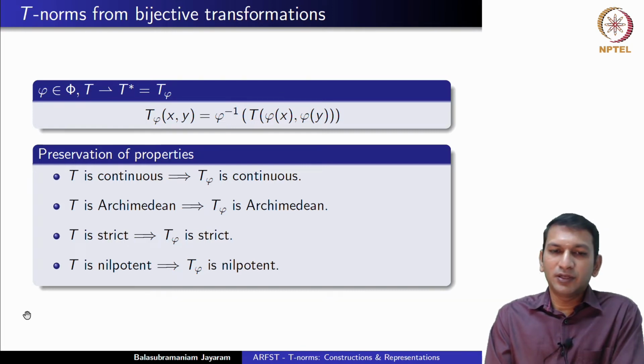Often in the literature you will see T phi referred to as the phi-conjugate of T. That's a nomenclature that is very common and popular. So we will also use this often.